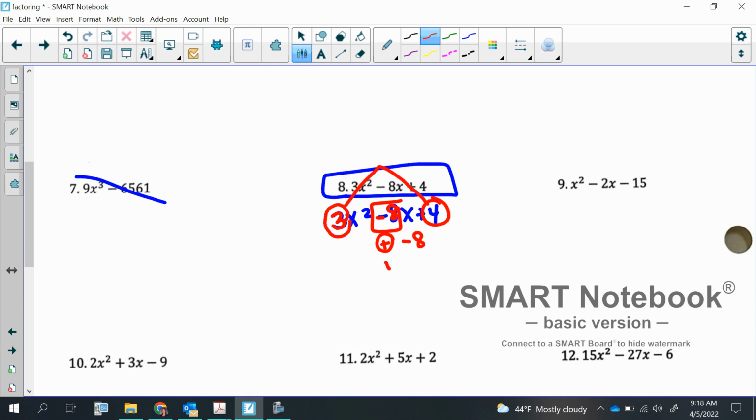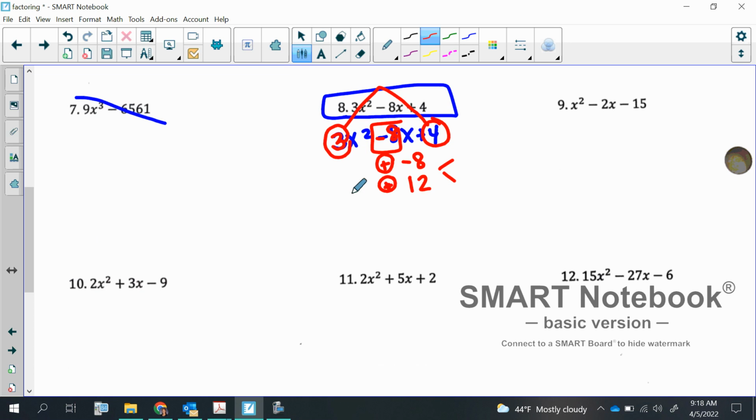So in this case, rather than just saying it's going to multiply to 4, because that won't work, you have to multiply to the first times the last. So it multiplies to 12. The two numbers that multiply to 12, 6 and 2, add to negative 8, so negative 6 and negative 2. You cannot do this. That will not get you the correct answer, because if you FOIL this out, you're not going to get a 3x squared in front.